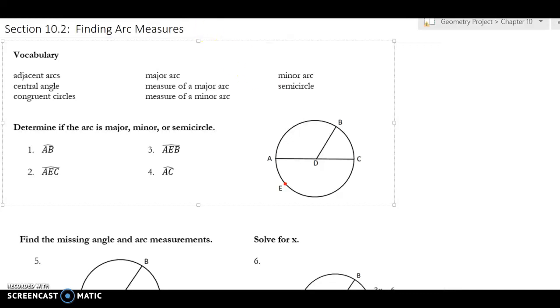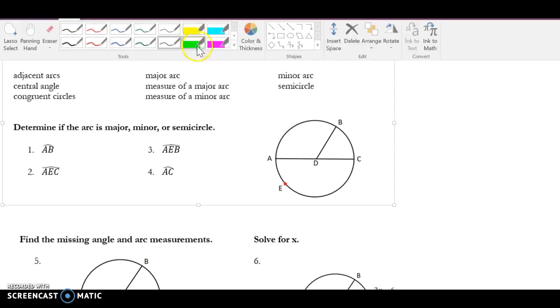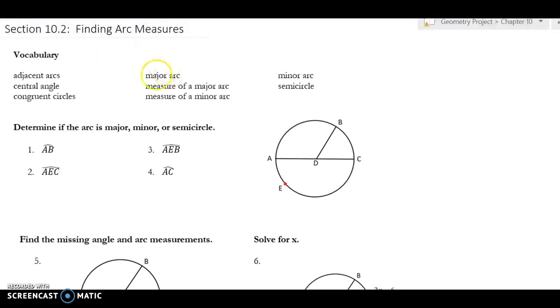Okay, what we're talking about today is section 10.2, finding arc measures. So we had some vocabulary. Central angle. A central angle is when the angle is in the center of the circle. And so since that angle is in the center of the circle, it's central.